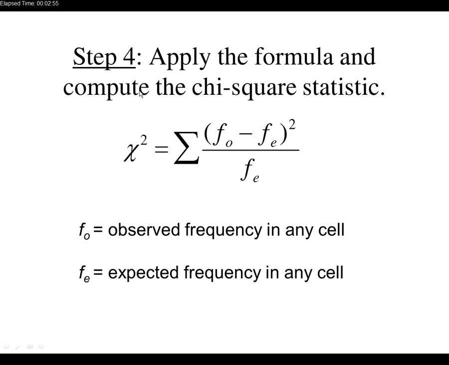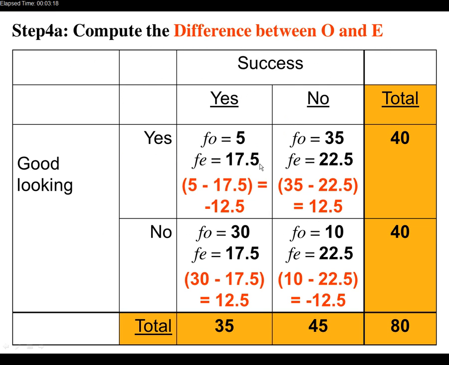Step 4, apply the formula and compute the chi-square statistic. Here's this fancy looking chi-square formula, and don't let it scare you. Chi-square equals the sum, in parentheses, of the observed frequencies minus the expected frequencies, squared to get rid of the sign, divided by the expected frequencies. Okay, so here we go. Let's figure it out.